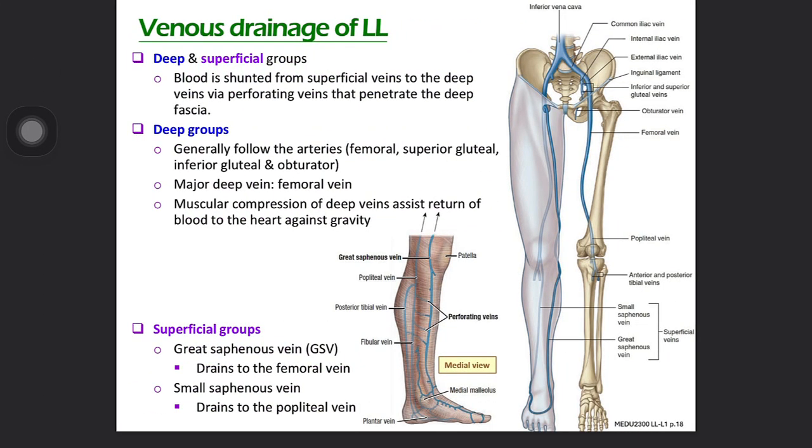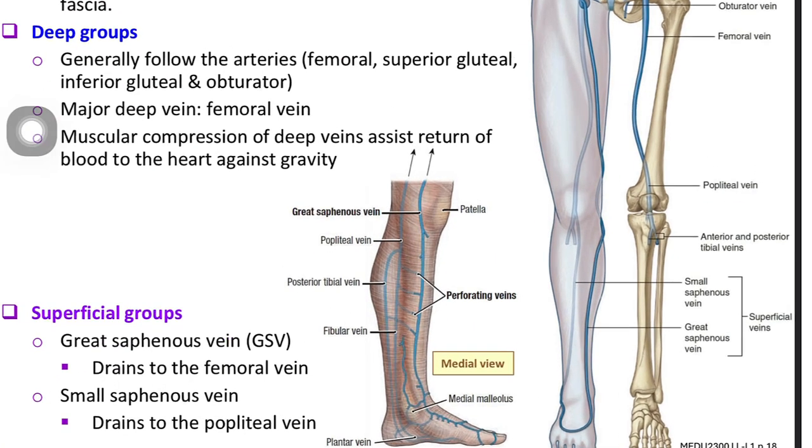For the venous drainage of the lower limbs, we have the deep and the superficial groups. The deep group usually follows the arteries, which are the femoral artery, superior gluteal, inferior gluteal, and the obturator. The major deep vein here is the femoral vein. The muscular compartment around these deep veins assists the return of blood to the heart against gravity. For the superficial group, we have two: one is the great saphenous vein, the GSV, and the other is the small saphenous vein. Let's take a look at the arrangement.